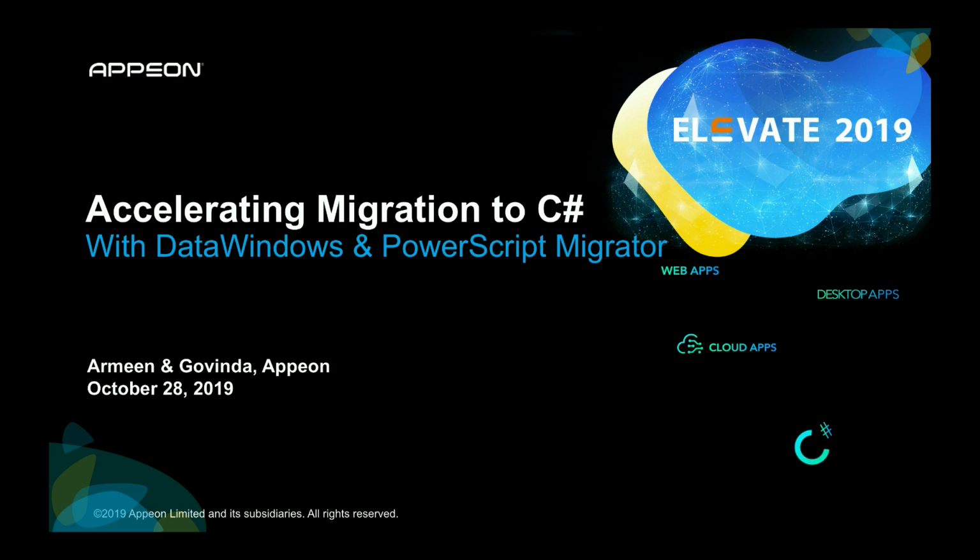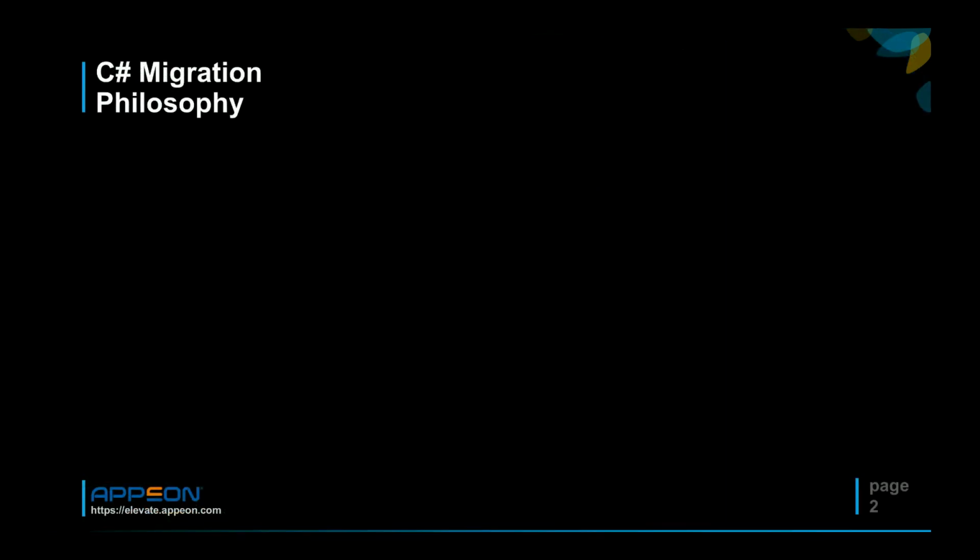Now, what we're very excited to share with you is something new for 2019 R2 called the PowerScript Migrator. What that does is accelerate the migration of your business logic to C#. Our customers have been successful even without this, but with automatic conversion of your PowerScript business logic to C#, we hope more customers will be making the move to an API architecture as well as benefiting from the .NET ecosystem.